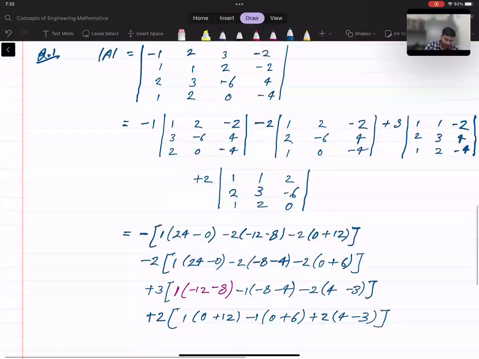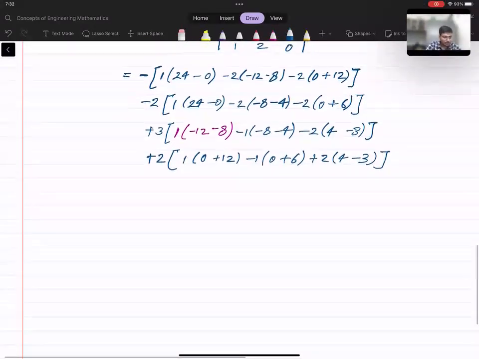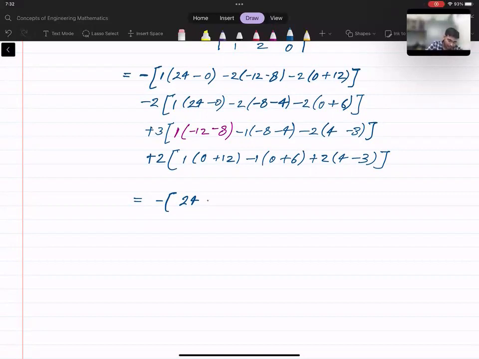Okay. Now solving this, we can get the value of the determinant. So let us see what comes next. A minus sign will be kept as it is. This is 24 and this becomes minus 12, minus 8 becomes minus 20, and 20 twos are 40. So this is minus, plus 40, and then we have 24. 12 twos are 24, so minus 24. This is the first.